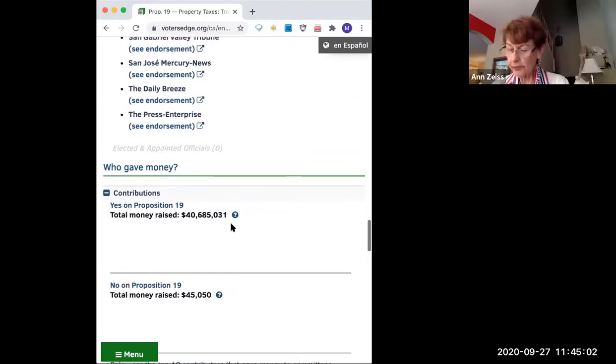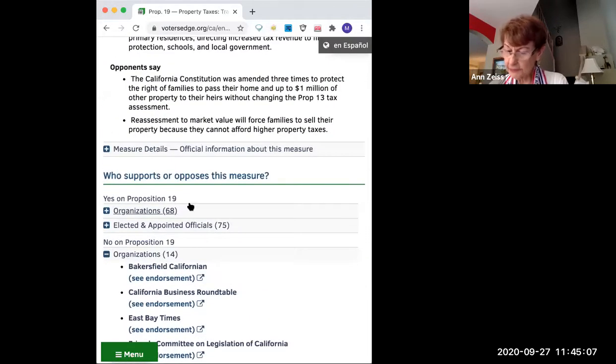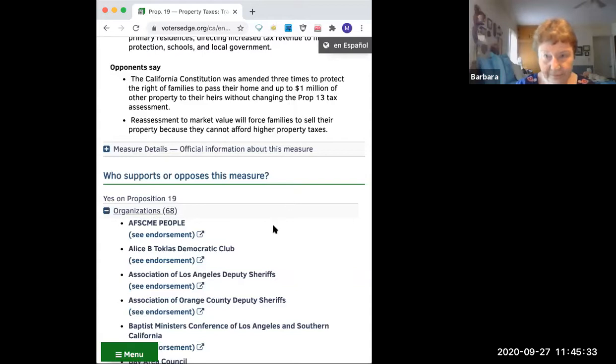All right, supporters say that Prop 19 expands Prop 13 rules for homeowners who are seniors, natural disaster victims, or people with disabilities, allowing the transfer of their home's property tax value to replace homes of a greater value anywhere in California.